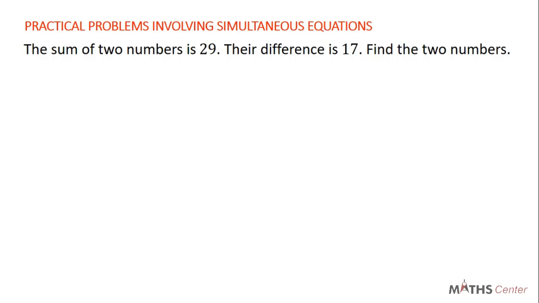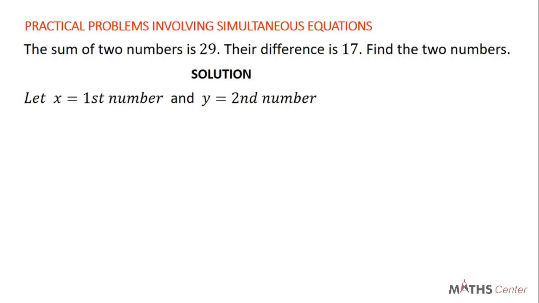Because we don't know those two numbers, we are going to represent them by a variable. So we are going to use variables to represent the unknowns. So that's where we are going to begin from. For our solution, we are going to allow the first number to be x and the second number to be y. So we are going to call the first number x and the second number y.